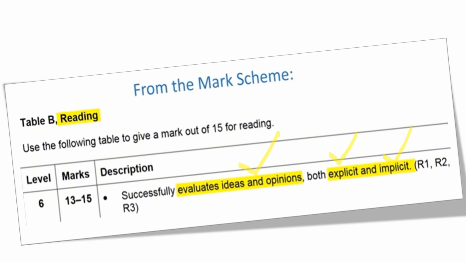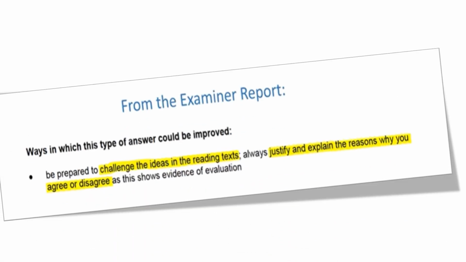So for the reading part of your mark scheme, for level 6, which is the highest level, where you will be awarded from 13 to 15 marks, the highest one, you have to successfully evaluate the ideas and opinions given, both explicit and implicit. Now, from the examiner's report, if we look at this idea of evaluation, we find out that you should be prepared to challenge the ideas in the reading text.